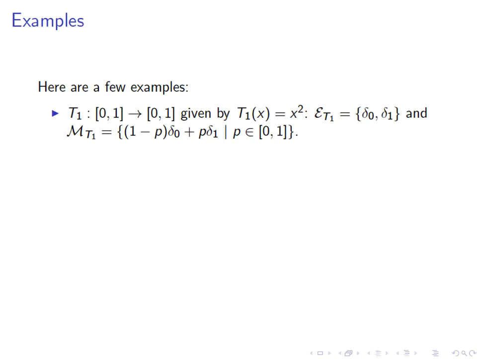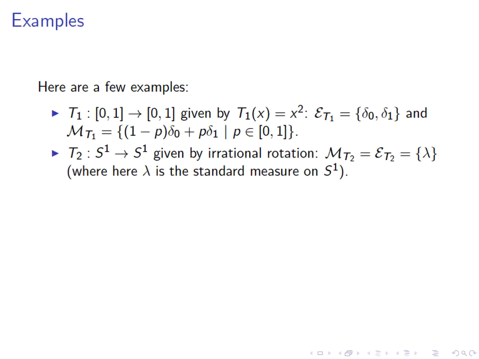The set of all invariant measures is itself an interval, or at least looks like an interval, where it's the convex combination of delta 0 and delta 1. This convex combination is given here, where p is some point in the closed interval [0, 1]. As a second example, you can look at an irrational rotation. We'll go back to that towards the end of the lecture. An irrational rotation has only one invariant measure.